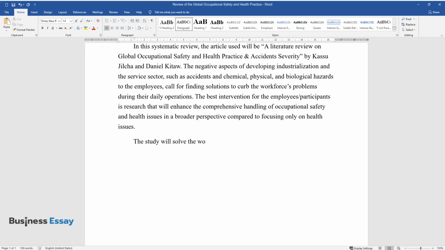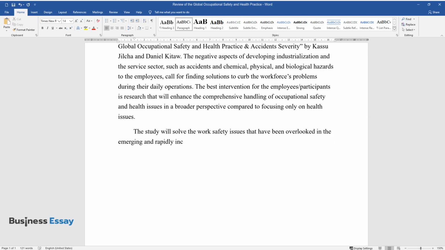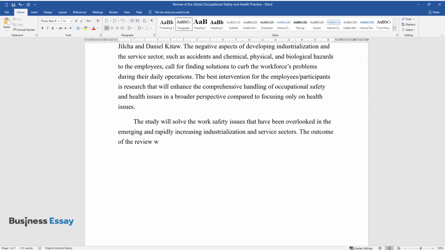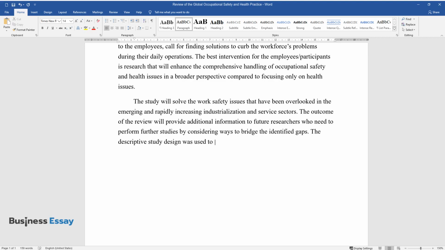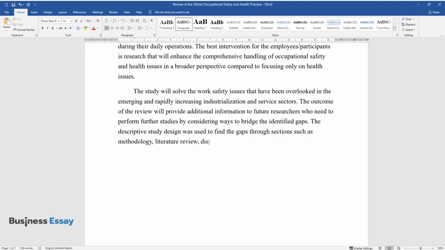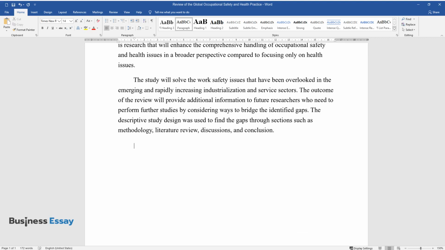The study will solve the work safety issues that have been overlooked in the emerging and rapidly increasing industrialization and service sectors. The outcome of the review will provide additional information to future researchers who need to perform further studies by considering ways to bridge the identified gaps. The descriptive study design was used to find the gaps through sections such as methodology, literature review, discussions, and conclusion.